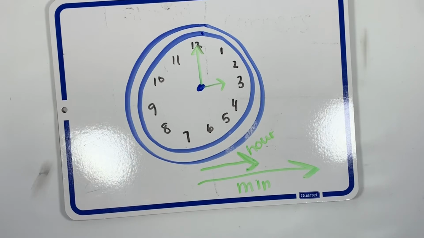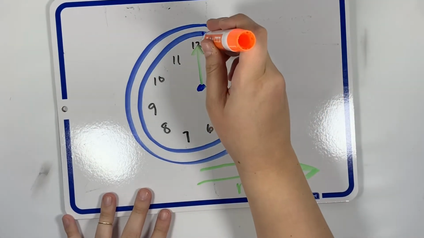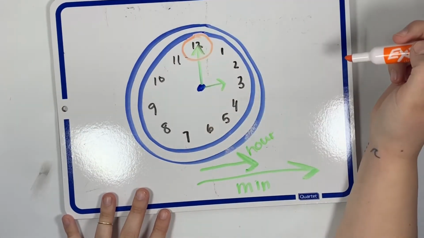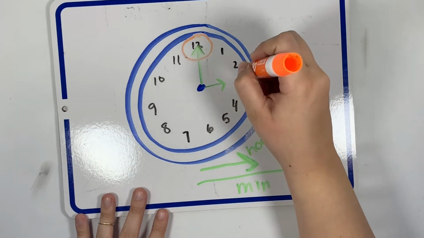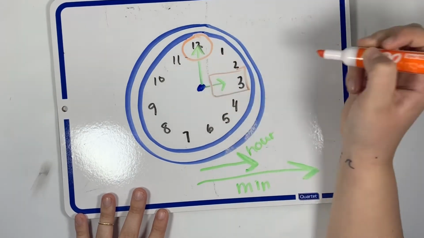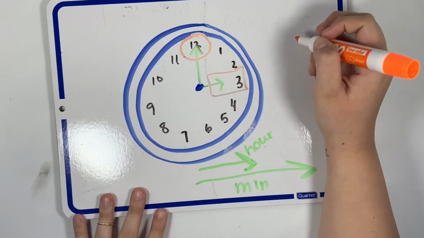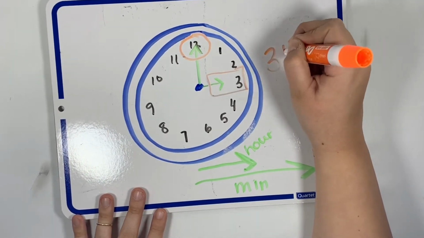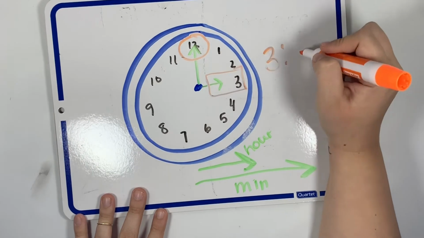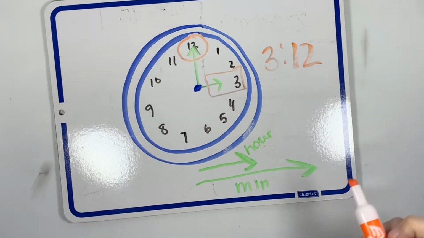So we are going to look at this clock right here. The long hand tells us the minutes, so I'm circling the long hand, and I'm going to put a box around my short hand. Remember, the hour goes first. We have 3, and then the long hand's on 12. So some of us would write 3:12.